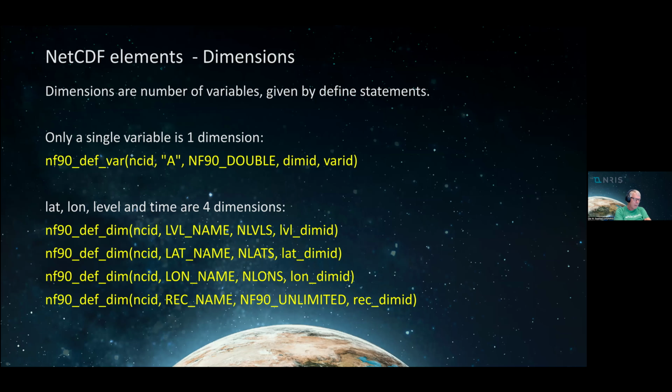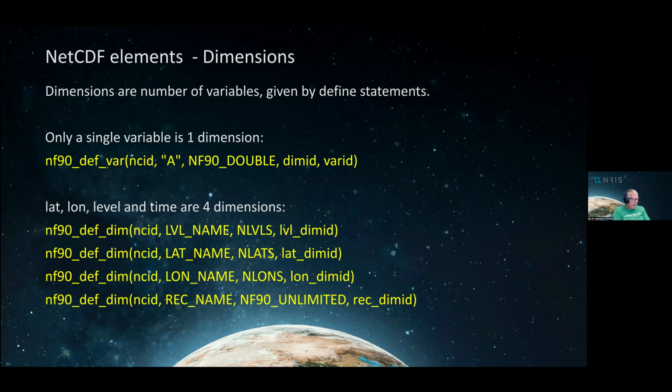No, sorry, the first one was my mistake. I'm screwing it up. It's the level name. Then there is a certain number of levels, and the height. And then the longitude, the number of longitude points, and the dim ID.